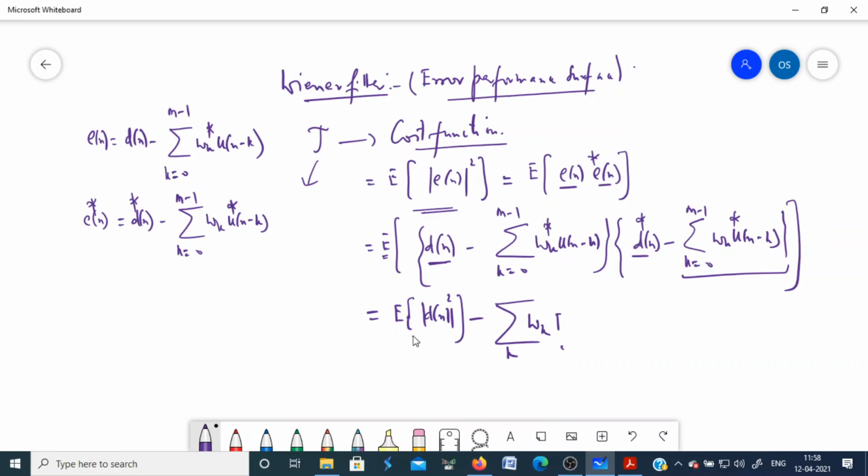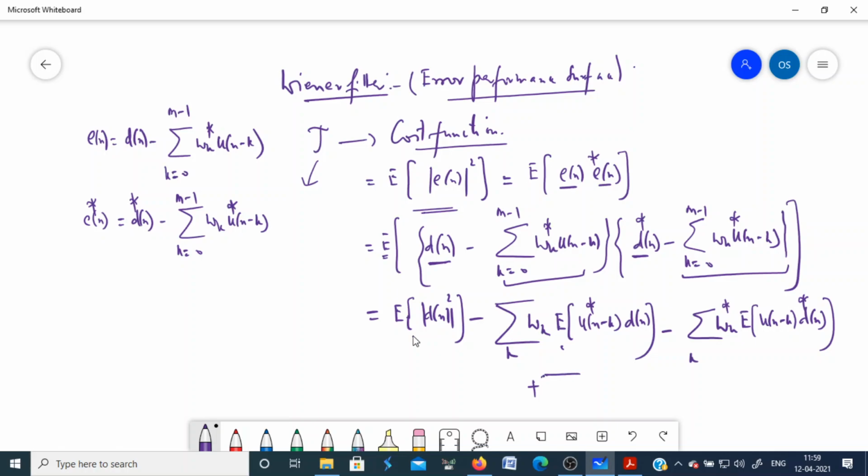So you can write it as the summation over k of wk into E of u star of n minus k into d[n]. Then you multiply this term with d star of n, again take its expectation, and if you take this expectation inside the summation, you will again get this term as wk star into E of u[n minus k] into d star of n. And the last term, if you multiply these two terms, you will get a double summation. Let us suppose I take one summation over k and one over i, just to differentiate. So the summation over k, summation over i, this will become wk star into wi, and for this case I am using index i, and E of u[n minus k] into u star of n minus i.